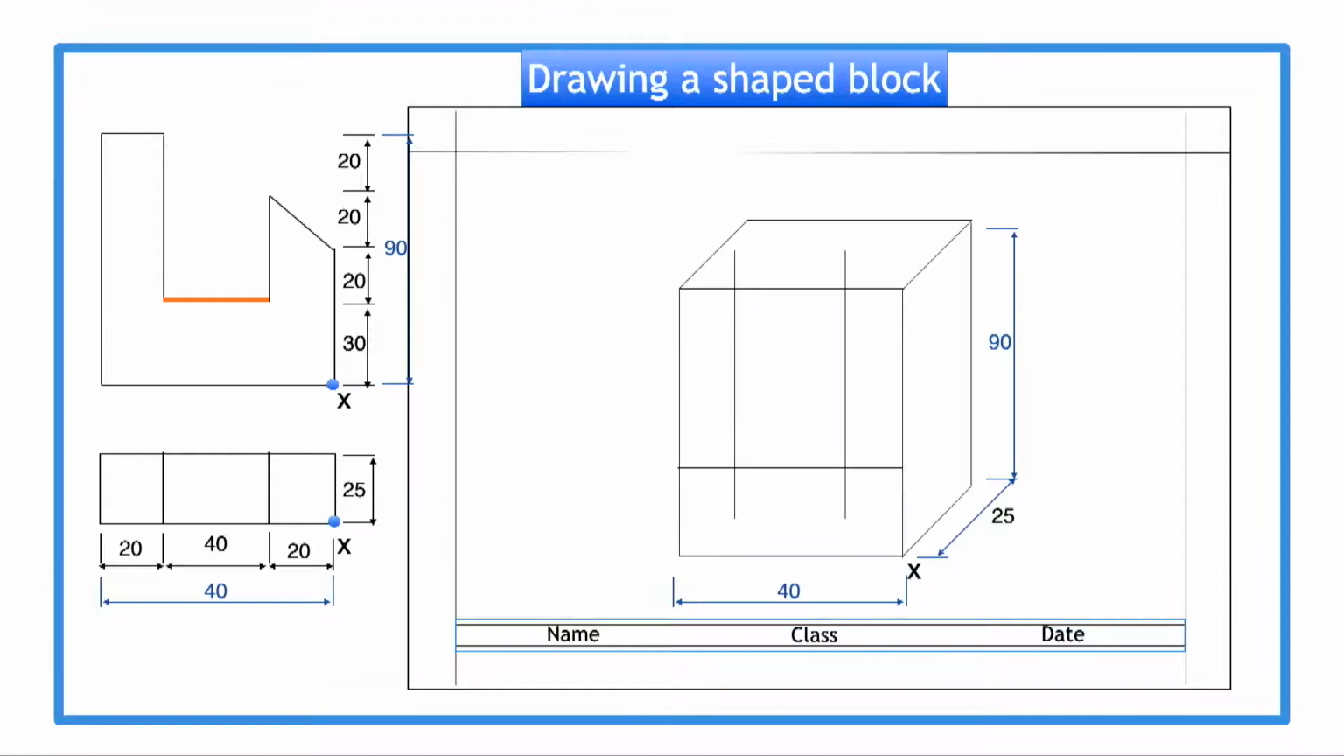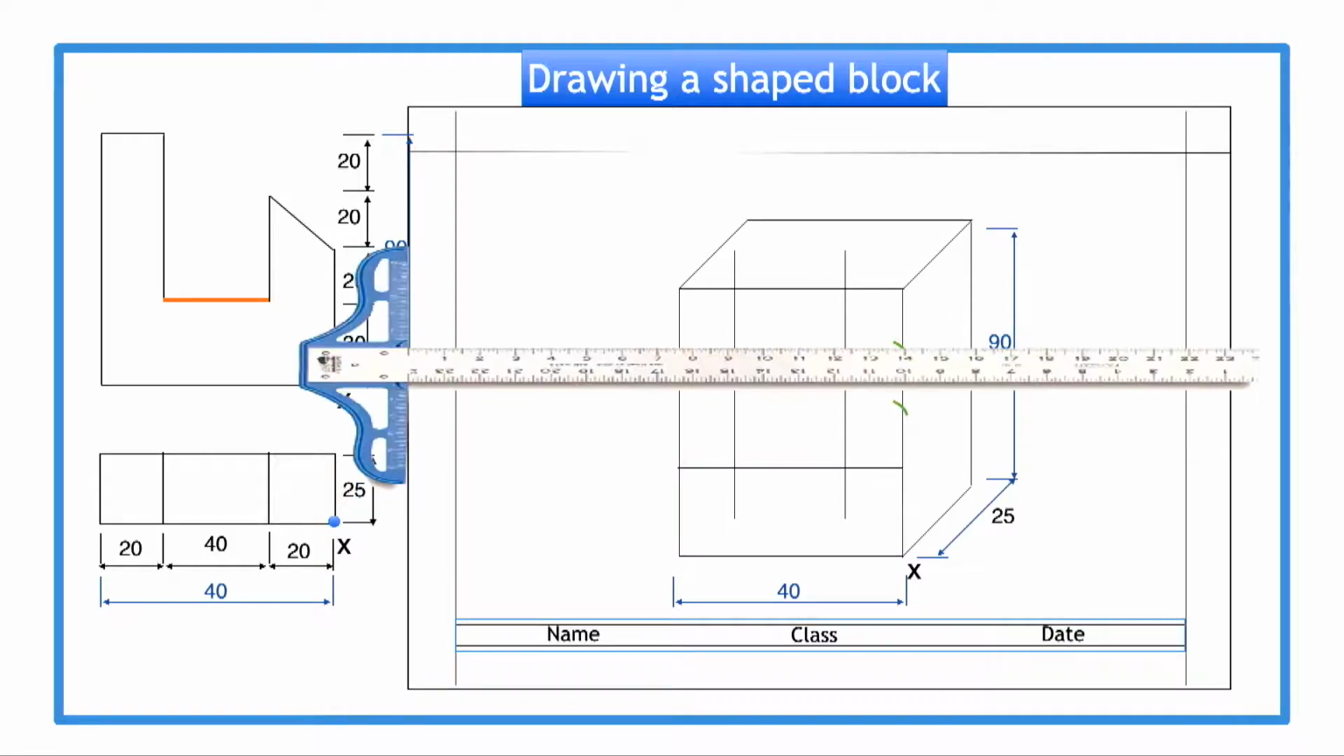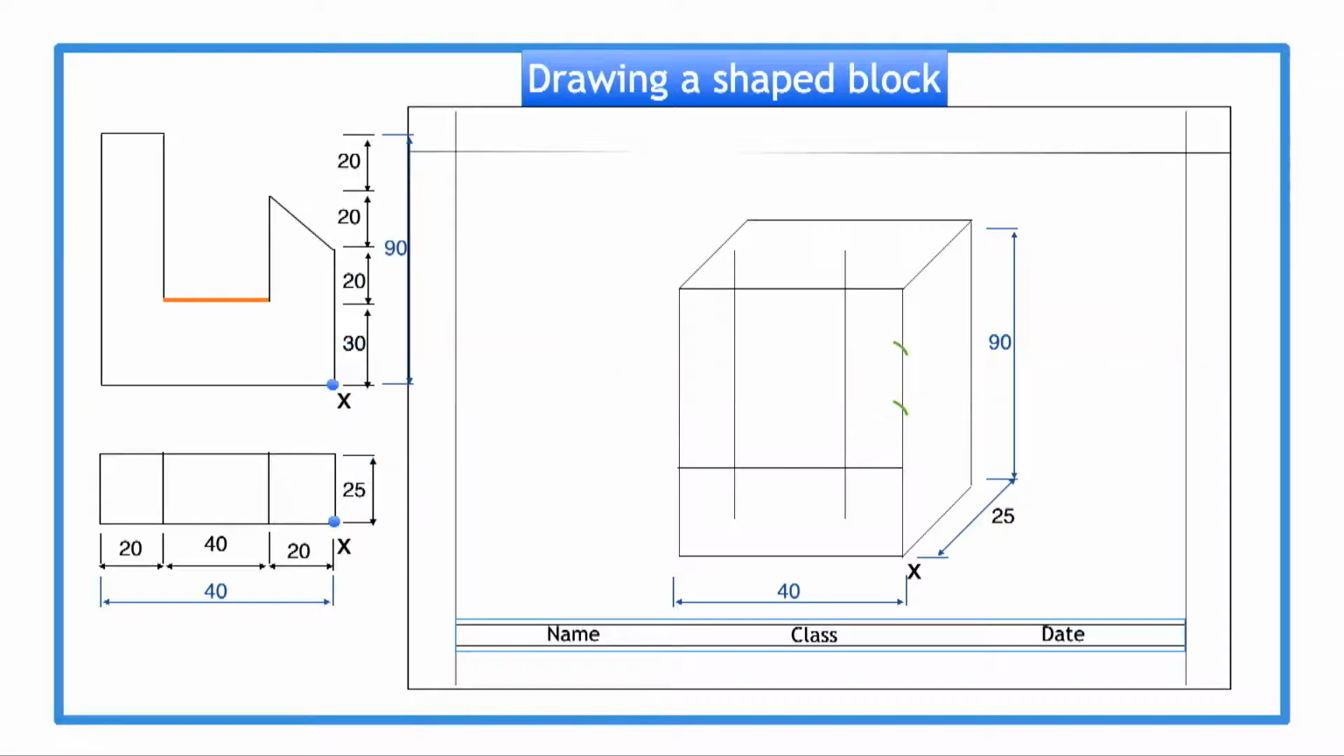The next point we mark is at 20 millimeters above the first 30 millimeters mark, and 20 millimeters above that again, through which we draw horizontal construction lines. We can then line in the details of the front view as such.